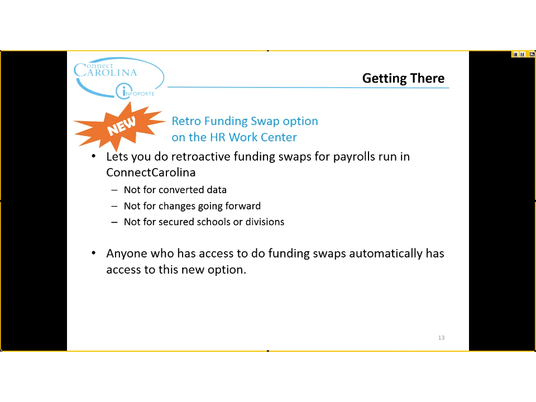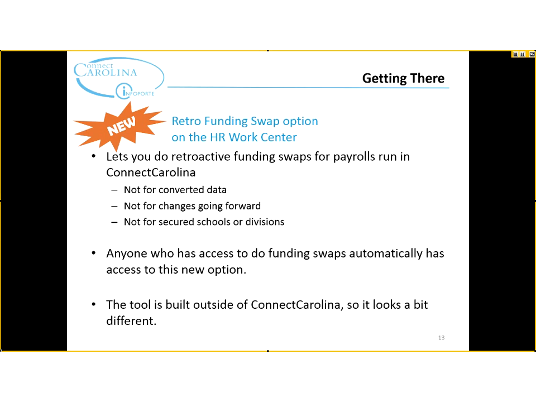Now here's a really important thing to note. Anyone who has access to the funding swap form will automatically have access to this new option. So nobody needs to create any paperwork to get someone access unless they don't currently have access to the funding swap form, okay? So that is good news.